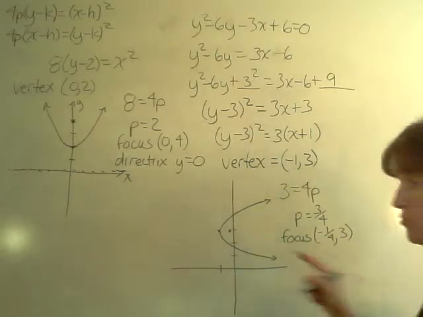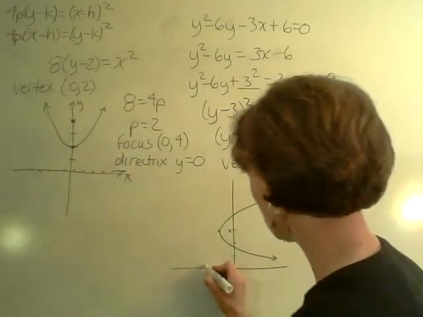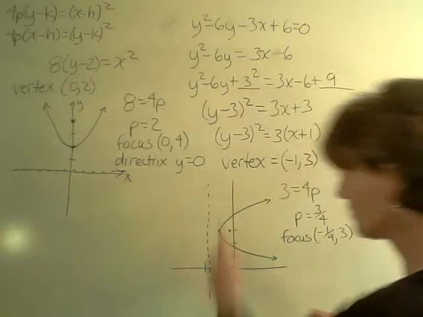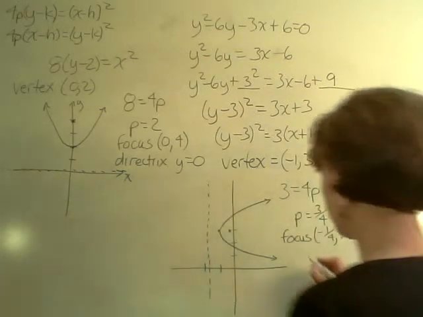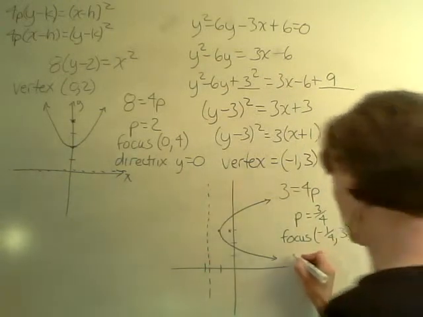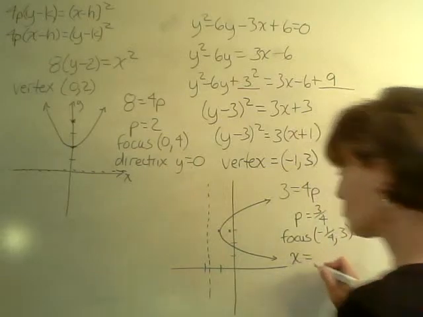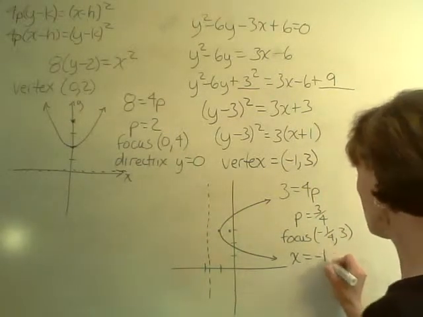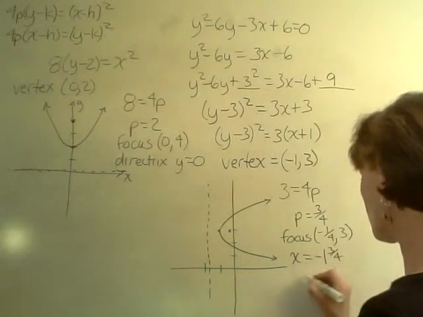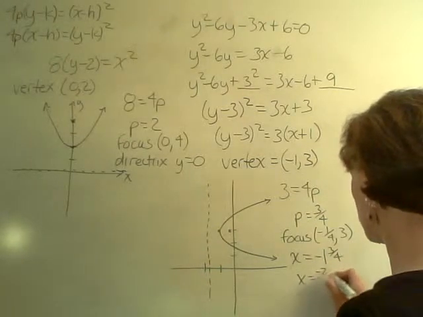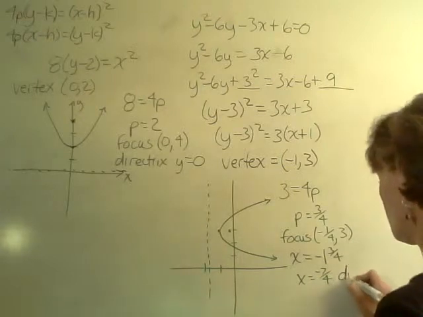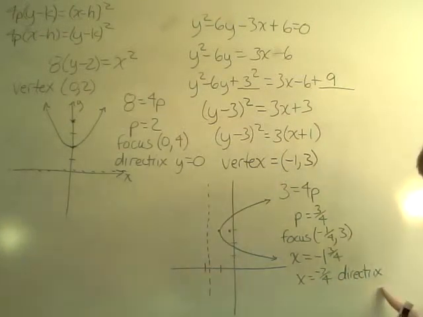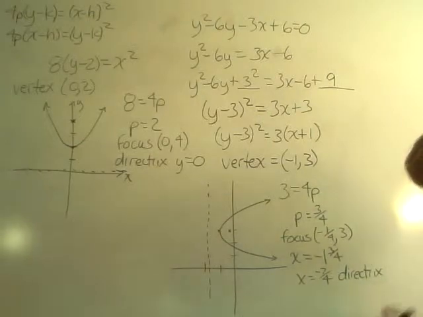And then my directrix is going to move 3/4 of a unit to the outside of the parabola. Remember that it's going to be this line on the outside. And it's a vertical line this time, so the equation for the directrix is x equals -1 3/4, or I can say x equals -7/4. Whichever way you want to write that, that is the equation for my directrix.